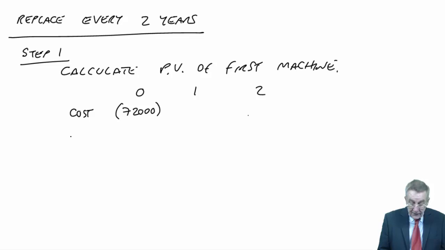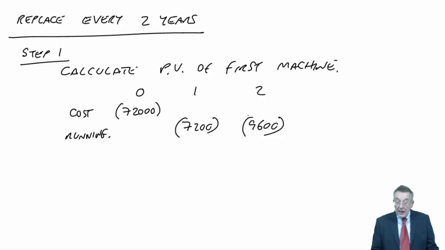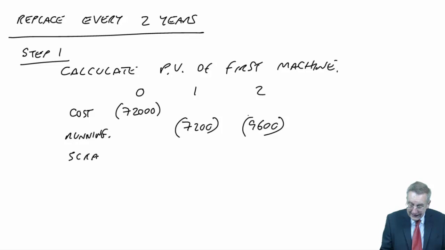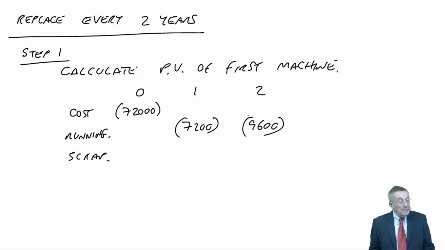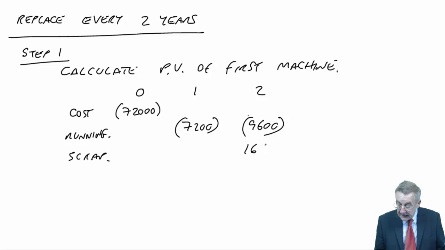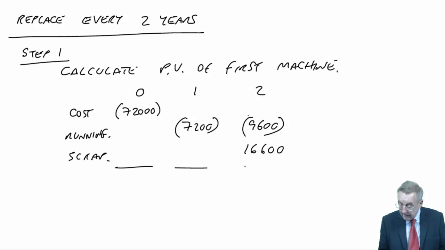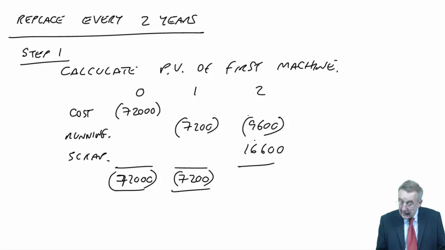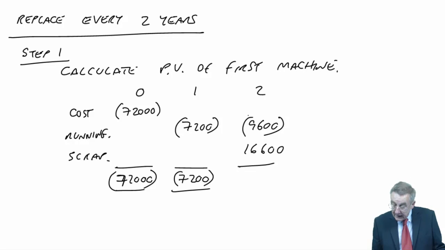We've got the running costs in 1 year, 7,200. In 2 years, 9,600. At the end of 2 years, we would scrap it and say in 2 years' time, it's got a scrap value of 16,600. So the net flows: 72,000 at time 0, 7,200 at time 1, and a net inflow of 7,000 at time 2.